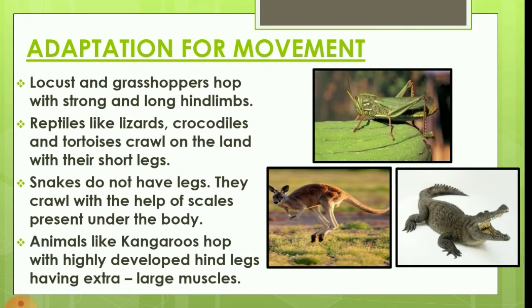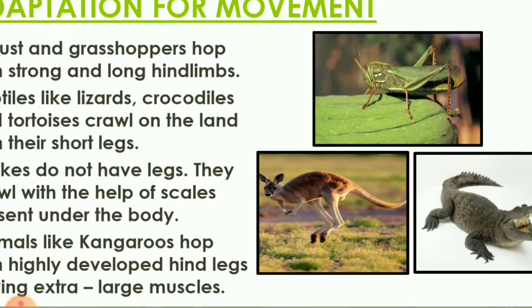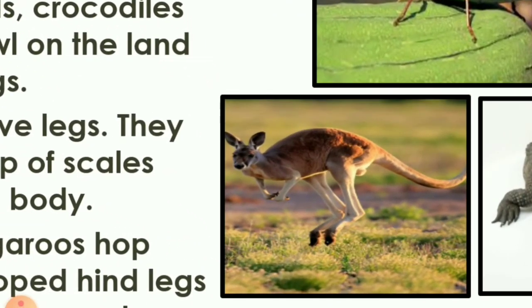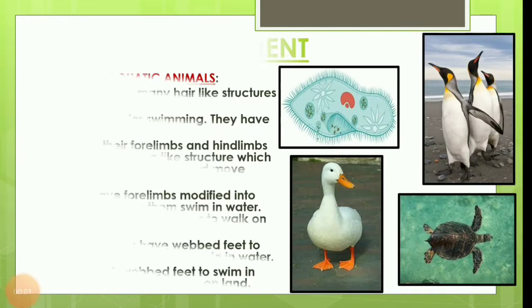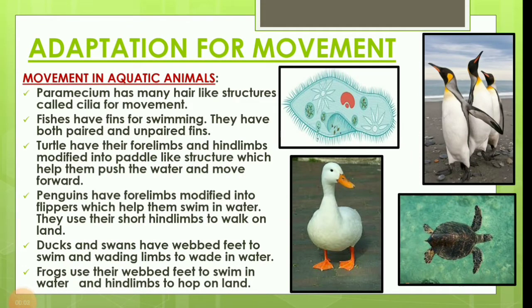Animals like kangaroo hop with highly developed hind legs, having extra large muscles. Just like we have seen in the grasshopper, उनके भी hind limbs बहुत strong होते हैं. In kangaroo also the hind limbs, जो पीछे वाले पैर होते हैं, these are very strong and have extra muscles to jump. So now we'll read about the movement in aquatic animals.